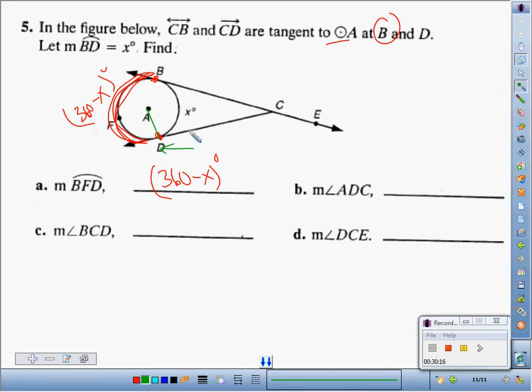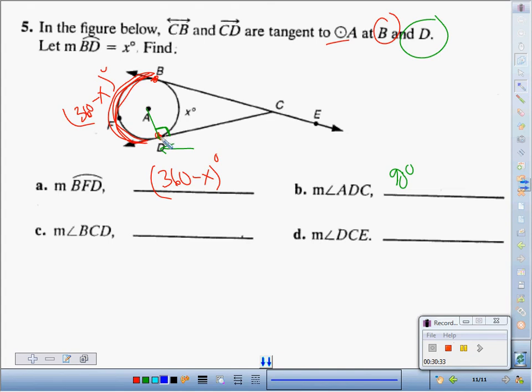What's so special about D? D is a point of tangency. And what we need to realize is that if a radius intersects a circle at a point of tangency, this angle right here will always be 90 degrees. And let me prove that to you real quick.